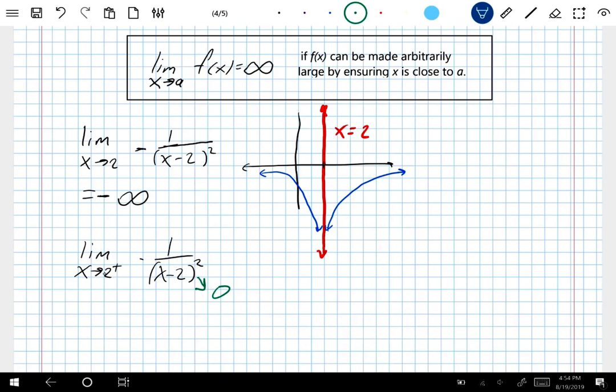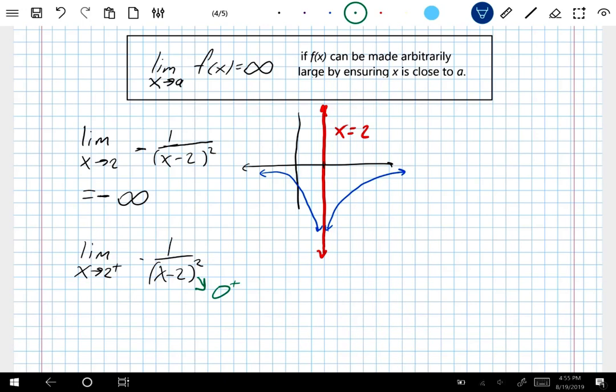Okay, so if I stay a little bit bigger than 2, a number a little bit bigger than 2, that's what this plus sign means, then x minus 2 is going to be positive, and I'm going to square it anyway. So it's going to be, put a little plus there just to mean it's a positive 0, meaning it's not actually 0, it's getting closer and closer to 0.